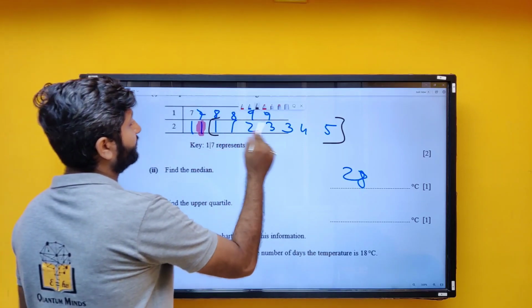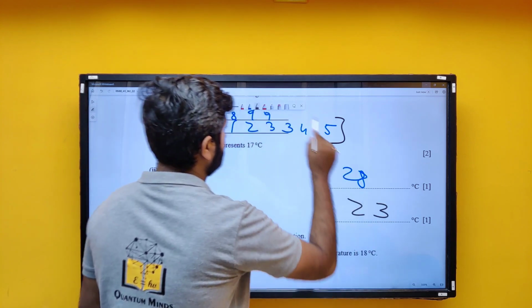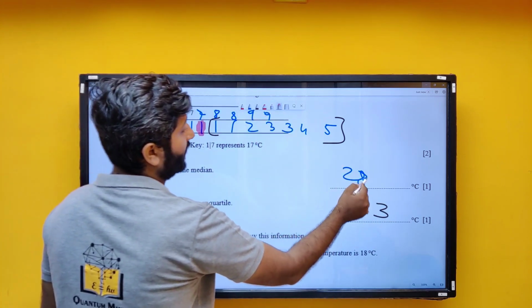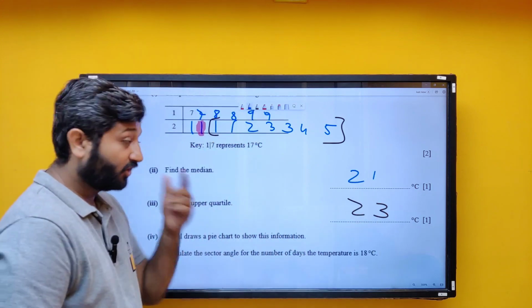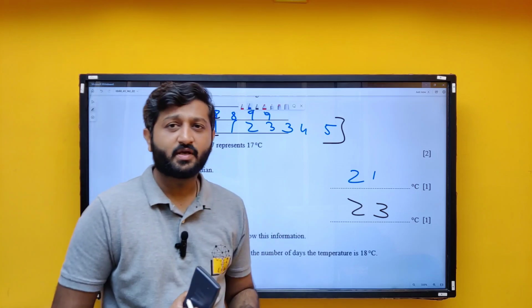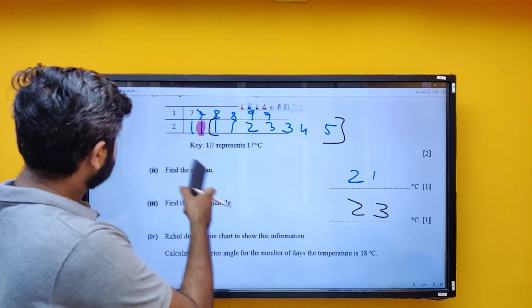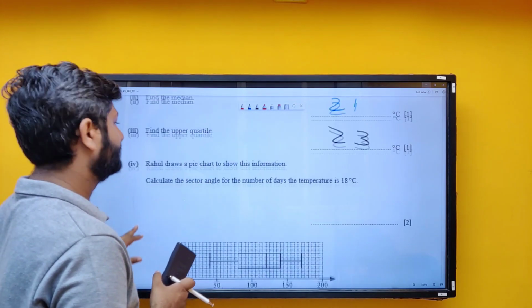So 1, 2, 3, 4. So the upper quartile is 23. Here the median was 21, not 28. Had they asked for the lower quartile, then I would have found the median of the values before the median.